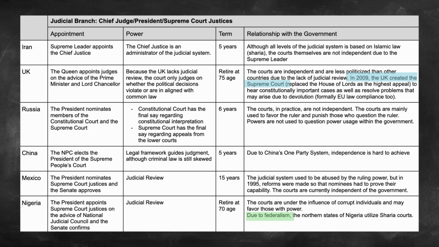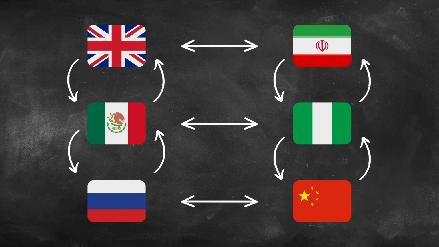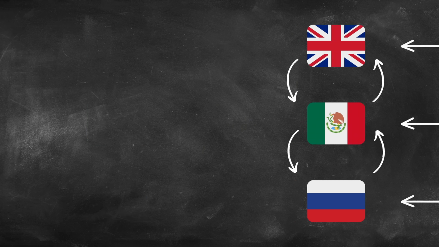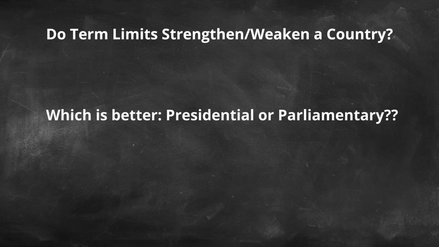Given Nigeria's heavy Muslim population in the north, the northern state utilizes Sharia courts. As you review the political institutions of the 6 different AP countries, keep in mind that this is comparative government. You want to compare these systems. Ask yourself whether term limits strengthen or weaken a country. Connect Unit 2 to Unit 1.